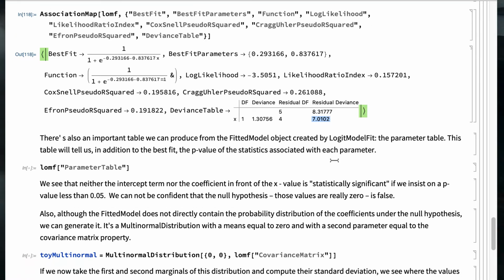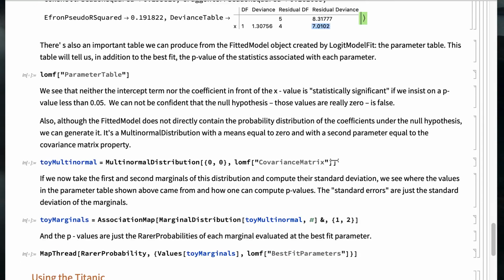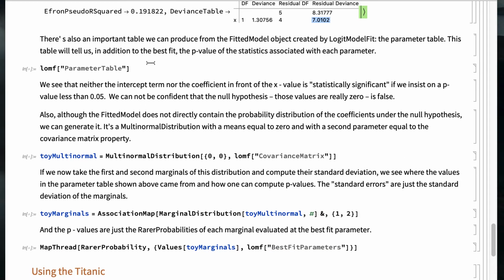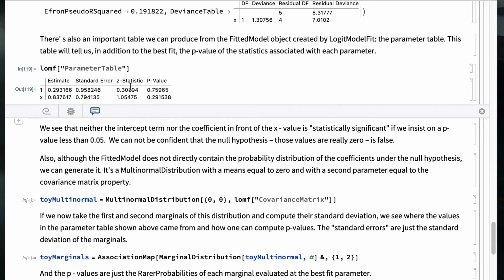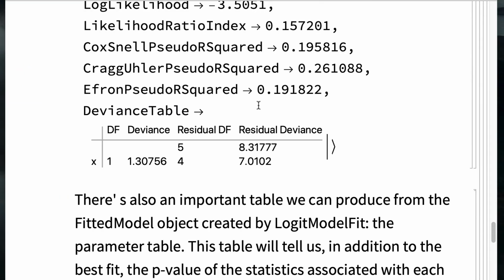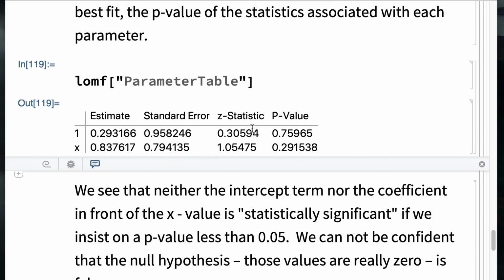Perhaps the most important table, though, that we usually want to look at is the parameter table. This has the same role in logistic regression as it does in linear regression. And here it is. It's important enough. Let me magnify it for you. All right, there it is.